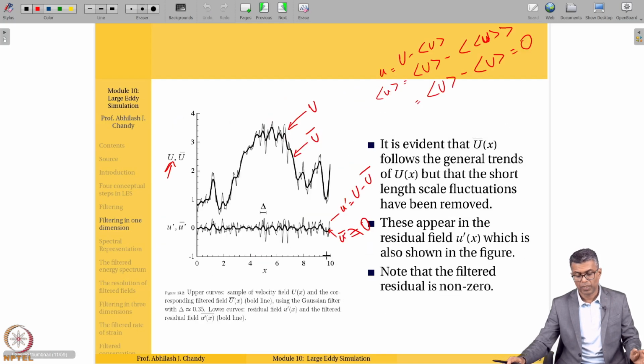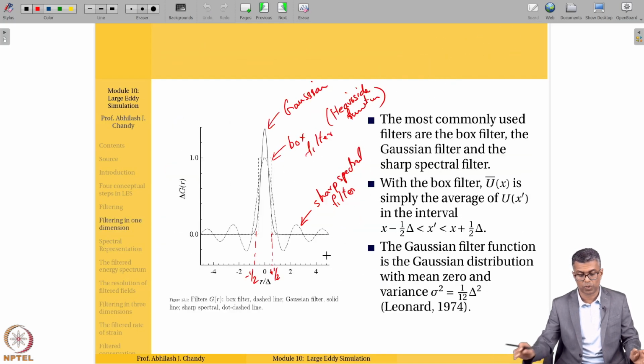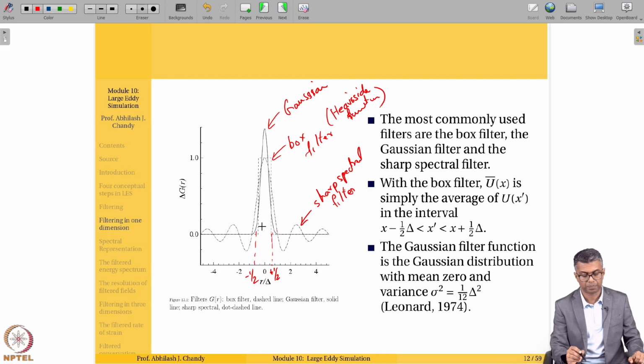Now these were the filter functions in physical space. The dashed line here is the box filter, like a step function. That is the Heaviside function in physical space. The Gaussian filter is like a regular exponential function, which is the solid line here. And the sharp spectral filter is like a sinusoidal function, which is the dashed dot line here.